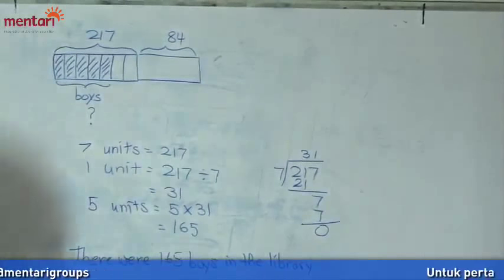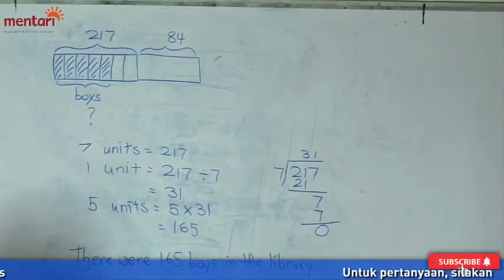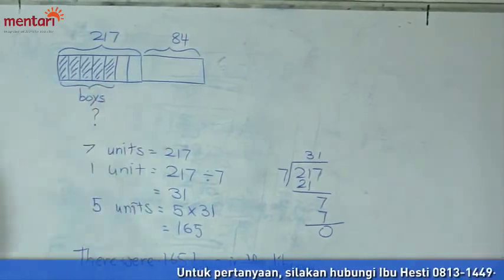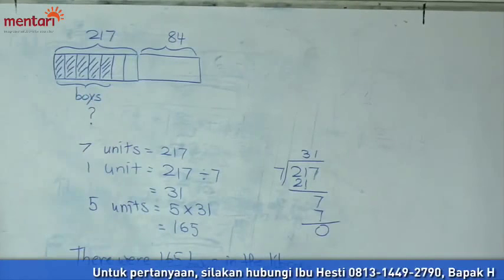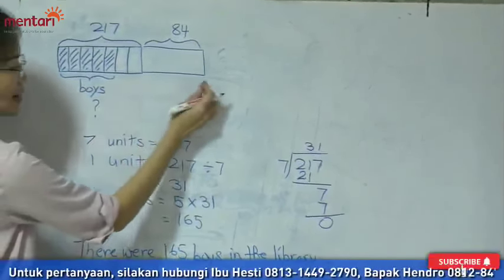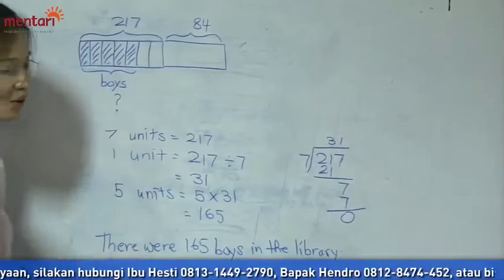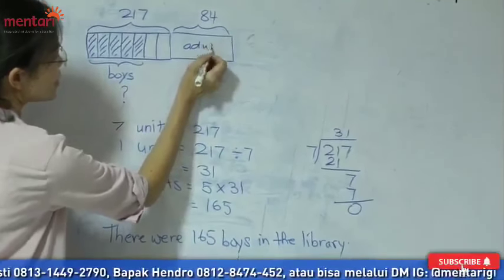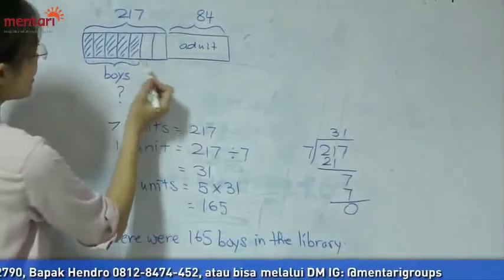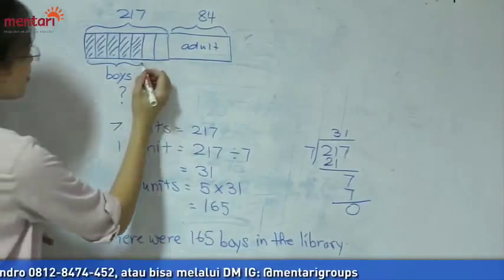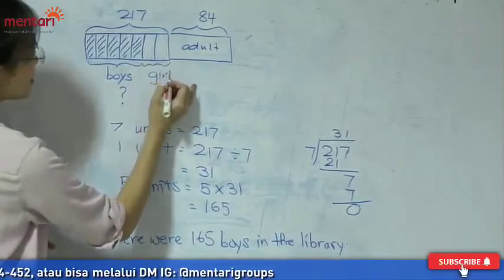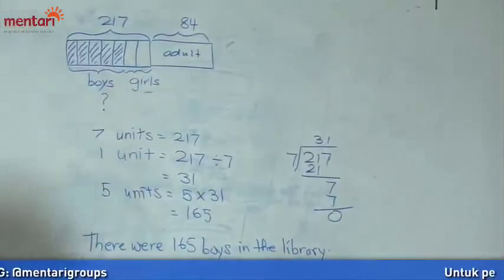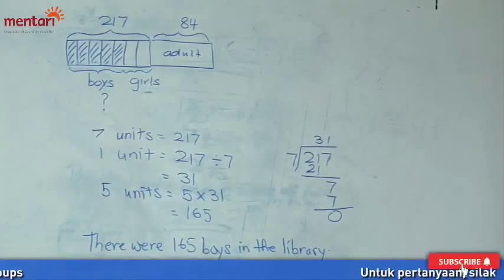Next, how many fewer girls were there than boys? Again, if we look at this, which part is the girls? Is the whole part the girls? No. What is this part? Be careful, this is adults. So we are not using this. Okay? Which part is the girls? You're right. This is the girls. Okay? And we want to know how many fewer girls were there than boys.